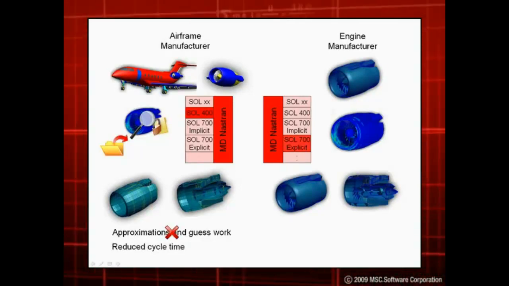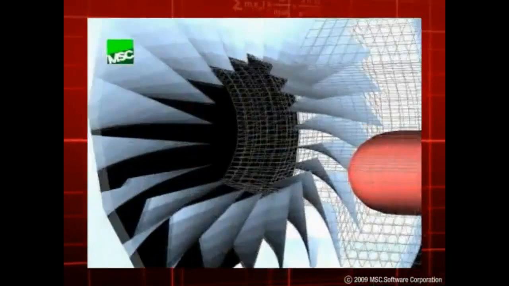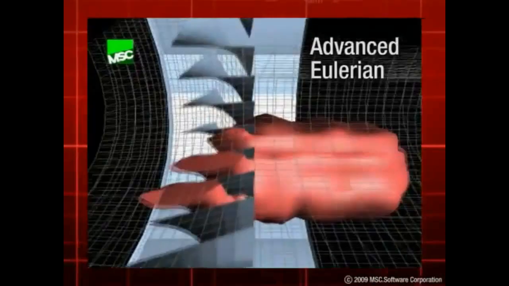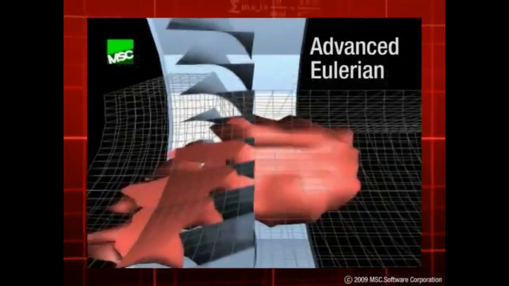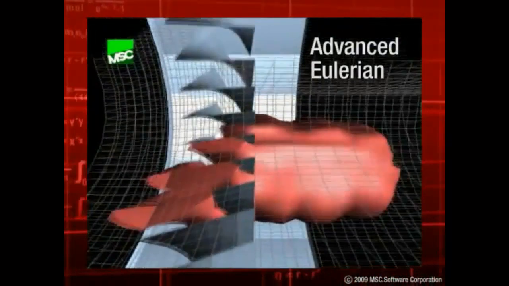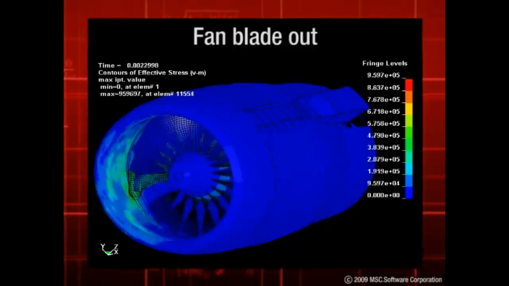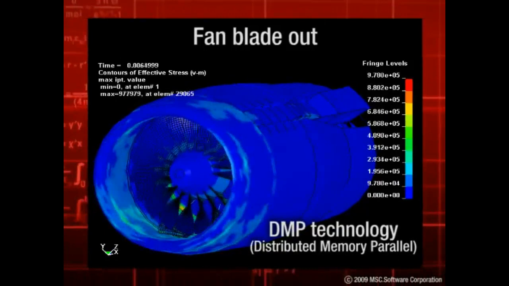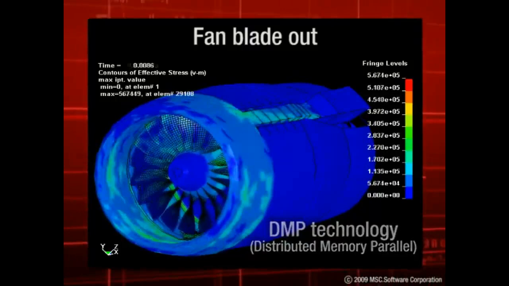In addition, for bird strikes, the bird can be modeled as a fluid by using the advanced Eulerian technology that also exists in MD Nastran. A fluid bird can accurately capture the physics better than a Lagrangian model bird, especially when the trailing blades are hitting the bird and slice it like salami. These CPU-intensive simulations can be dramatically reduced by leveraging the advanced distributed memory parallel technology available in Nastran.